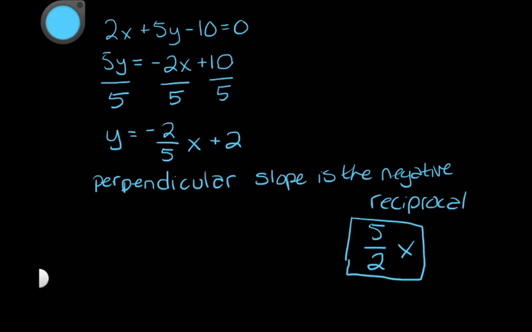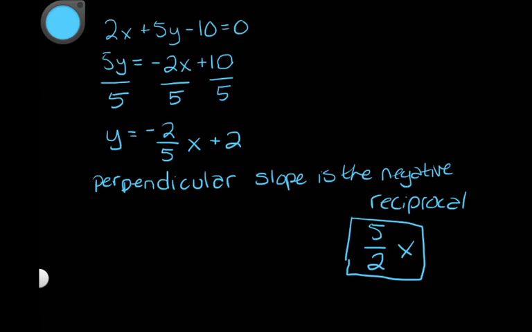Now, it says that it passes through a specific point. So in order to write the equation of a line, we need two things. We need the slope and the y-intercept. Well, the y-intercept is not going to be the same as this line because it's a different line. So what we have to do is take our negative reciprocal slope and plug it in with the point from the line, and that will help us find our y-intercept.